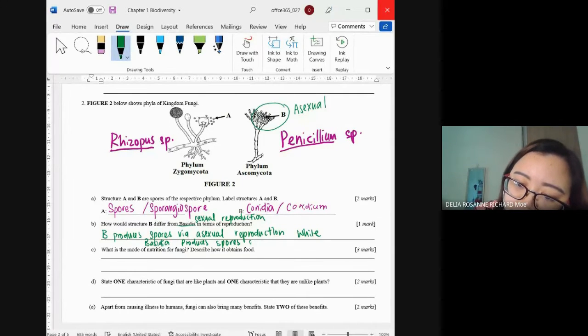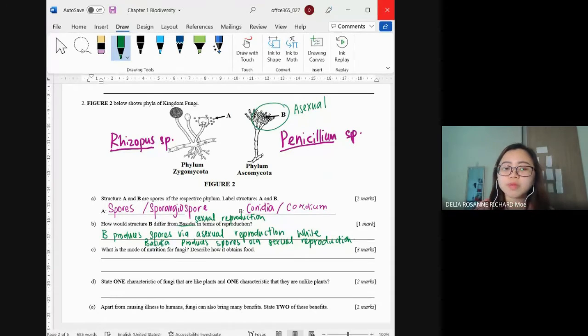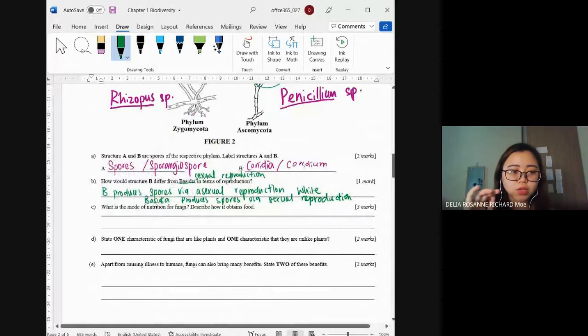Kalau kamu mau cakap, contohnya kamu tidak gunakan term produces spores, kalau kamu mau cakap sahaja structure B is involved in asexual reproduction, Basidia is involved in sexual reproduction, then that's also correct. Yang penting kamu tahu mana satu yang asexual, mana satu yang sexual. That's all. Okay, so far so good kan? Saya teruskan sahaja. Kalau ada masalah, kamu tanya terus dalam chat ataupun boleh buka mic.